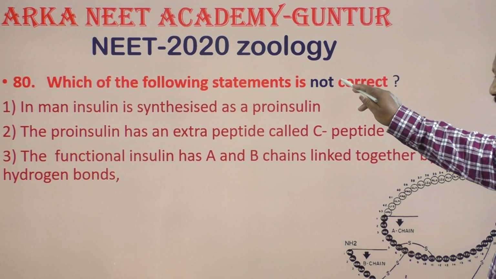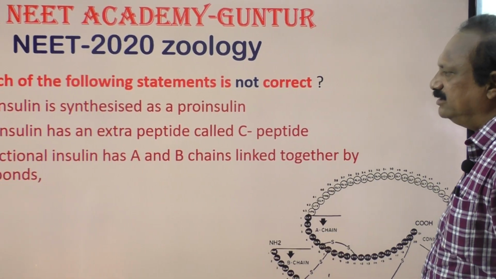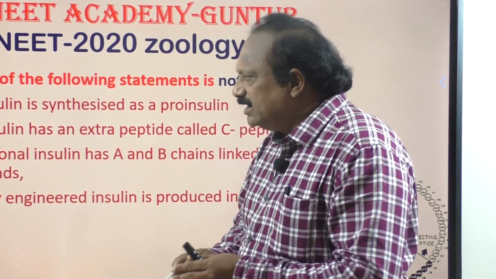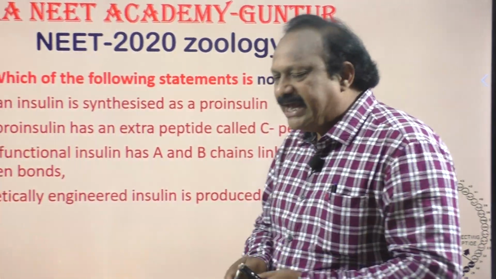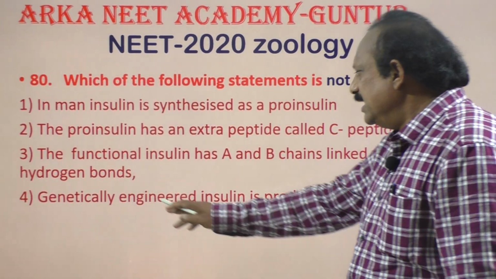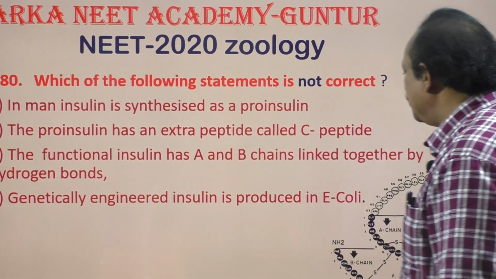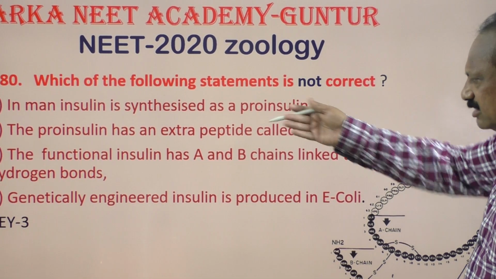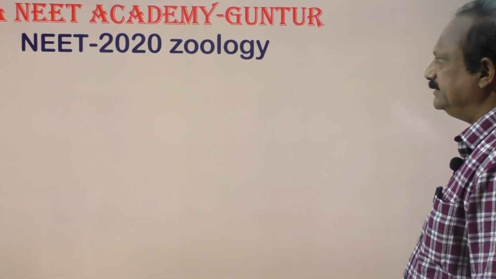Therefore, the wrong statement, which is not correct, is the third one. Hydrogen bonds is not the correct word. It should be disulfide bonds. Genetically engineered insulin is produced unequally. This is the correct one. Therefore, the correct answer for this question is the third option.